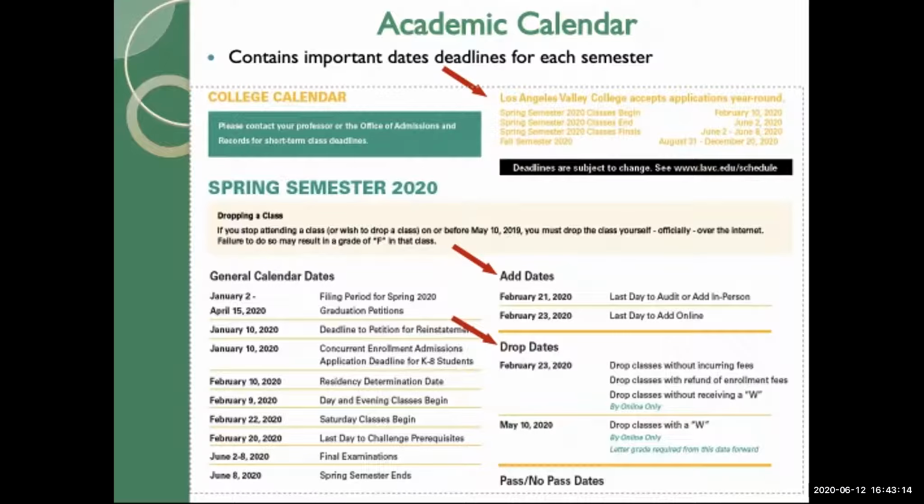So in this example, February 23rd was the last day to drop without receiving a W, meaning it wouldn't even appear on a student's transcript. And then May 10th, 2020 was again the last day to drop classes with a W. After that, it says letter grade required from this date forward.